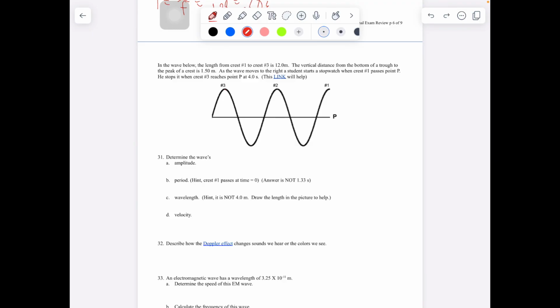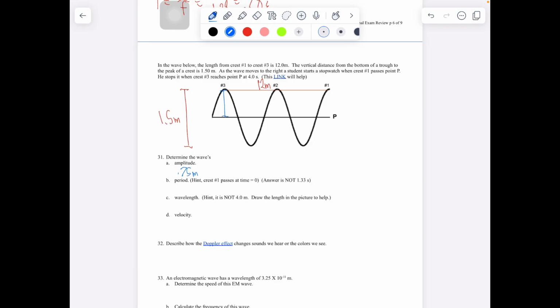So length from crest number 1 to crest number 3. Let's just draw that in. This is 12 meters. Vertical distance from the bottom of a trough to the peak of a crest is 1.5 meters. Okay. So this is 1.5. Well, amplitude is from crest to equilibrium. So that'd be half of our 1.5. So that will give us 0.75 meters.